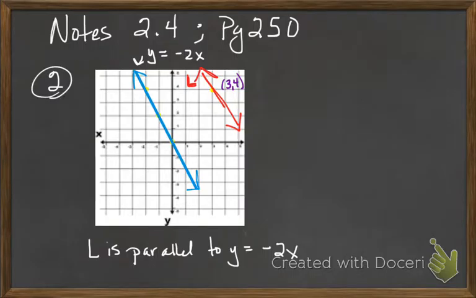Below the graph, it gives us some important information. It says that line L, the red line, is parallel to y equals negative 2x, which is the blue line. And you're asked to write the equation for the red line. And they've actually highlighted a point for you on the red line, line L. That line goes to the point 3, 4.